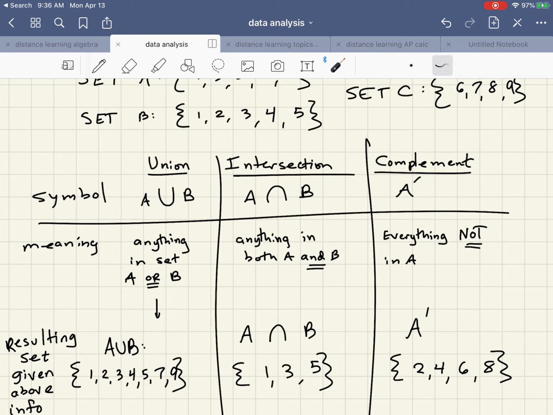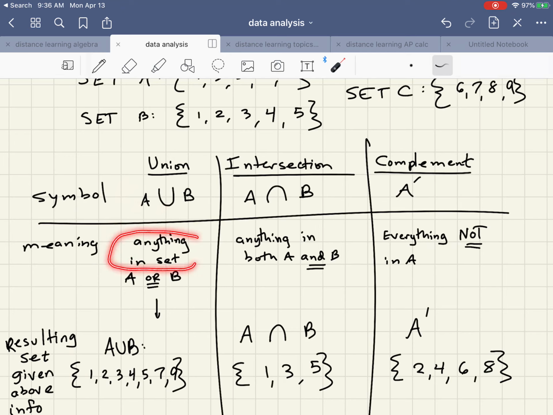So let's talk about some basics here. When we're talking about union, we're talking about this symbol right here. It looks like an uppercase U in between two sets. So set A union set B would be read A union B. Intersection is an upside down U, so it's A intersect B. And complement is A with an apostrophe on it, so it's A complement.